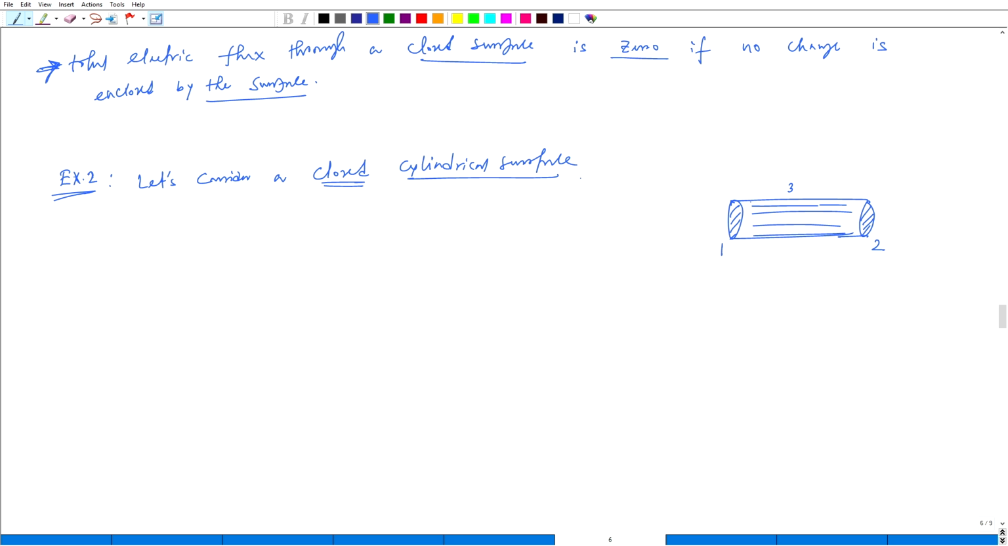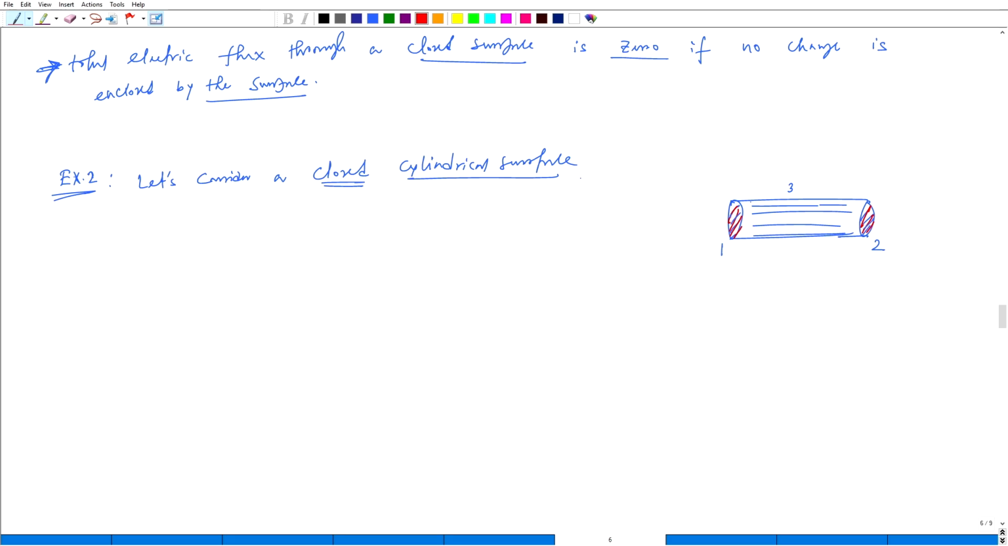So basically the surfaces 1 and 2 are the circular cross sections, and the surface 3 is the curved cylindrical part, and we calculate the flux through each surface. And if you consider the electric field to be uniform, then the electric flux passing through the surface 3 is 0, right.